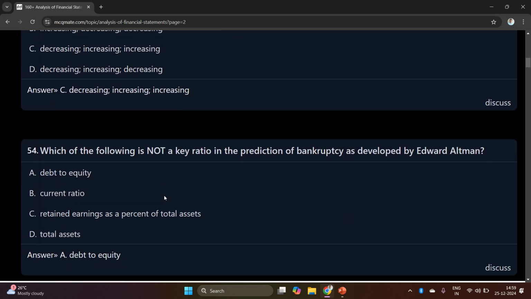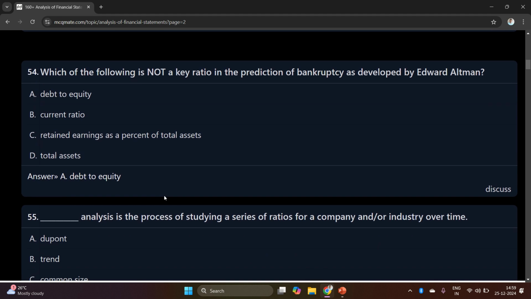Which of the following is not a key ratio in the prediction of bankruptcy as developed by Edward Altman? Current ratio, total assets, retained earnings as a percent of total assets. Debt to equity is not a key ratio in the prediction of bankruptcy.